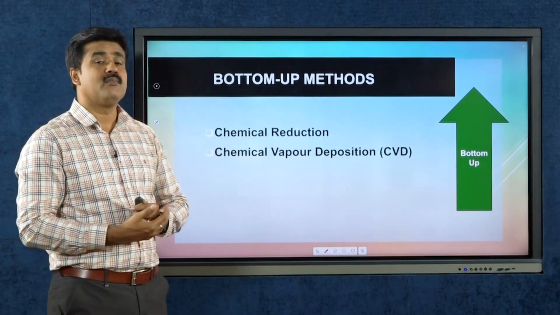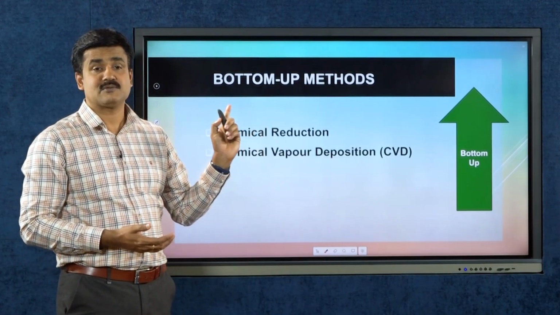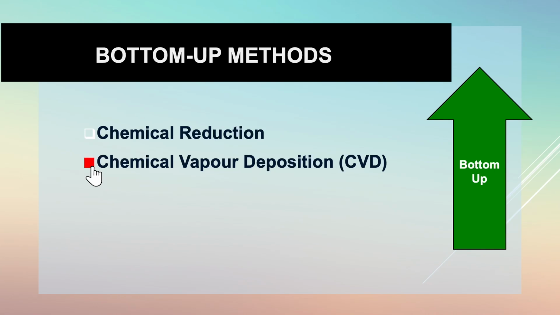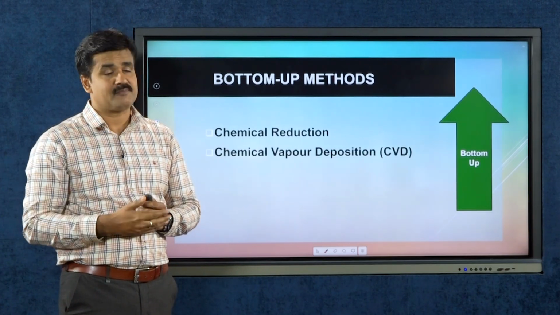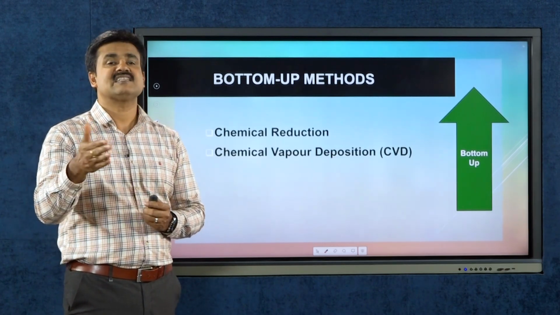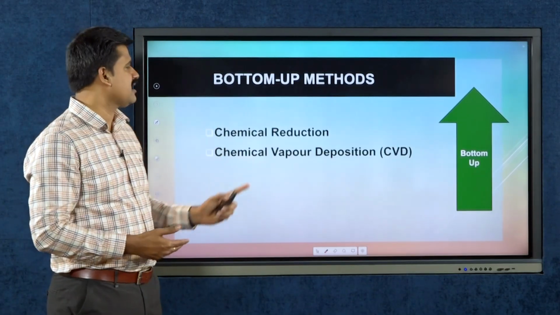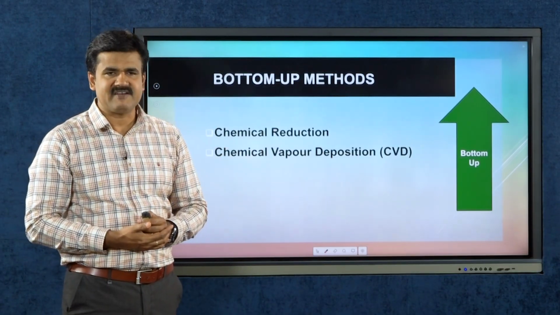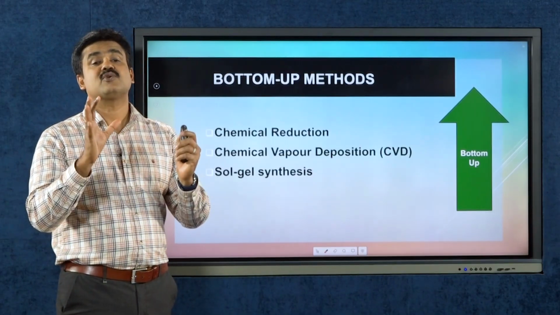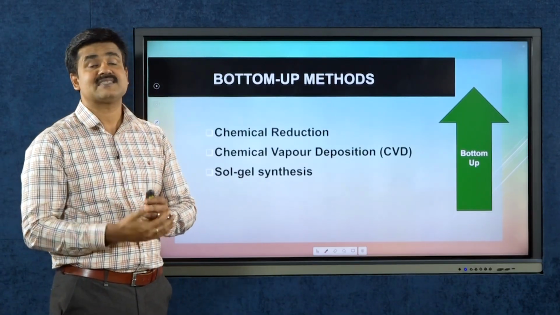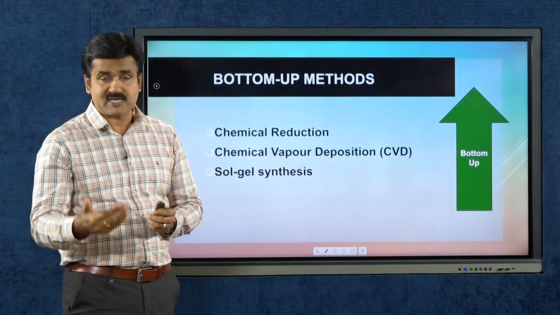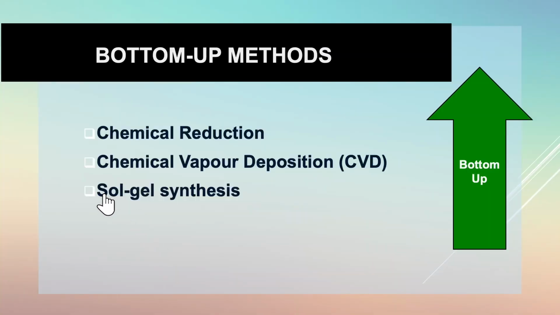Now, the second most important procedure, this is one of the most popular methods also. This method is called chemical vapor deposition, abbreviated as CVD. In a similar sense, we can also say another method, that is physical vapor deposition, that we are not considering here. We are considering some important techniques only. First one chemical reduction, second one chemical vapor deposition or CVD, and the third method, this is one of the most popular bottom-up methods, especially for the synthesis of silicon dioxide or silica nanoparticles. It is very important. This procedure is called sol-gel synthesis. We can study the details in coming slides.